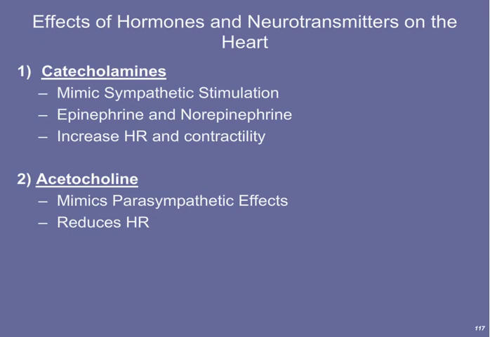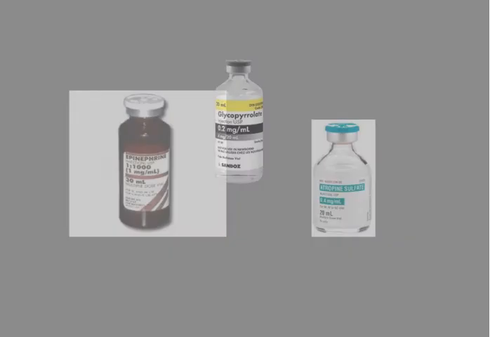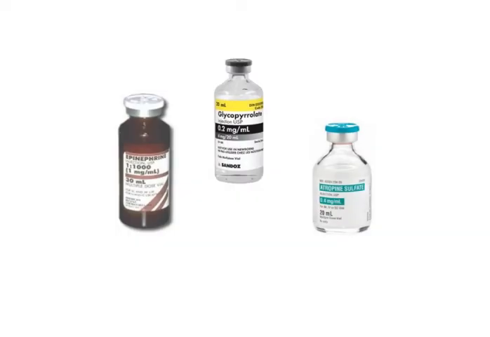Whereas the neurotransmitter acetylcholine, which is released by parasympathetic nerves, mimics parasympathetic effects. That is, it tends to reduce heart rate but has no effect on contractility. So here are examples of 3 drugs that are commonly used in hospitals to modify the contractility and also the heart rate. The first of these is epinephrine.